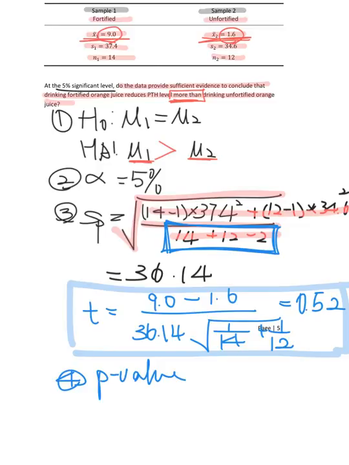24. 14, 12, minus 4. 24. Please go to the line. Please go to the degree of freedom 24.